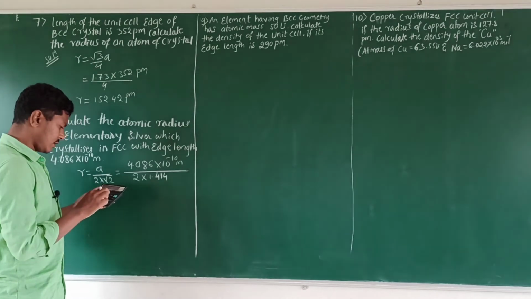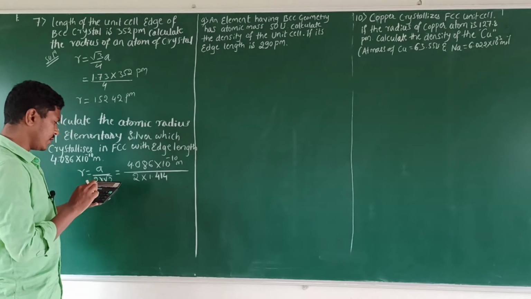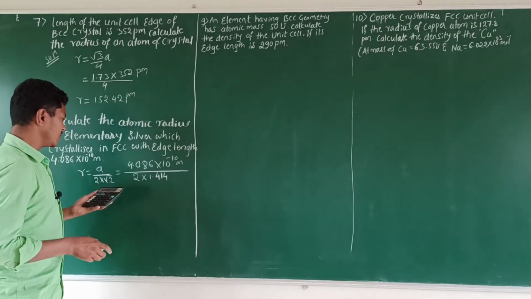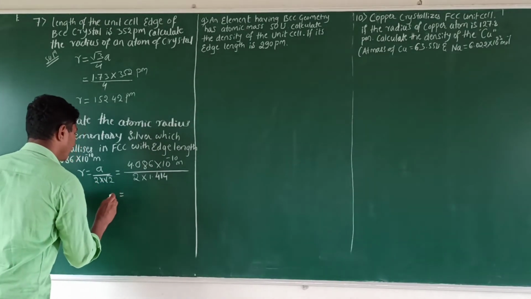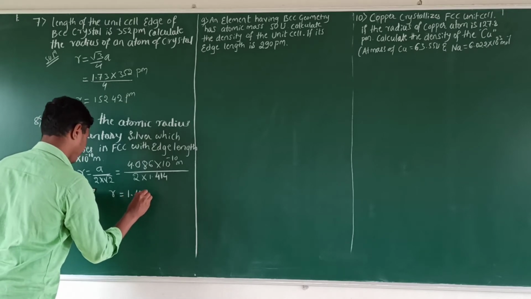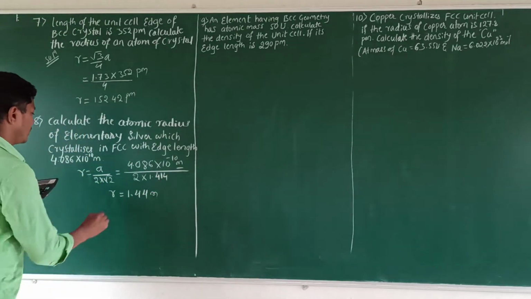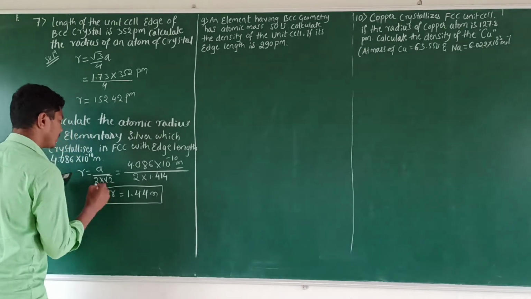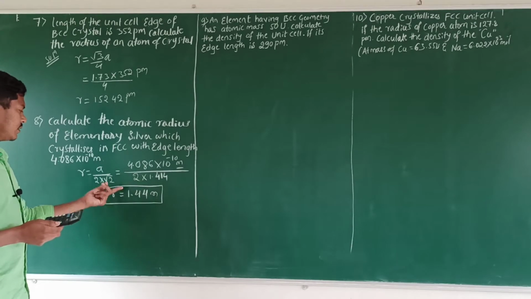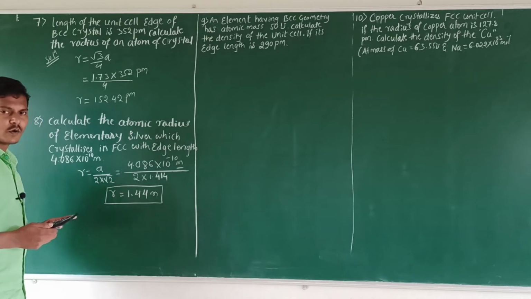4.086 divided by 2, again divided by 1.414. Its value is, radius value is 1.44 meter. See, the radius of the atom in FCC is r equal to 1.44 meter.